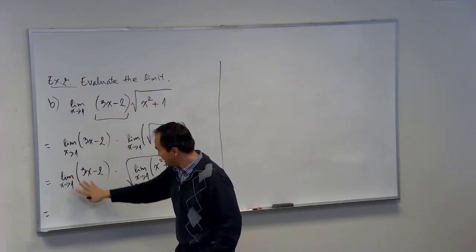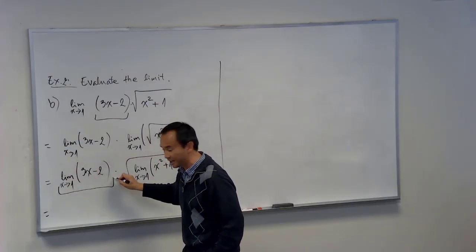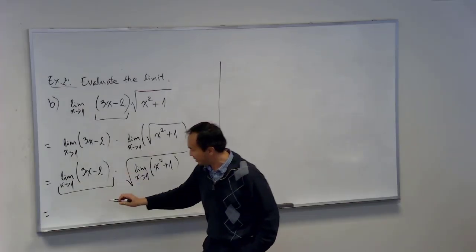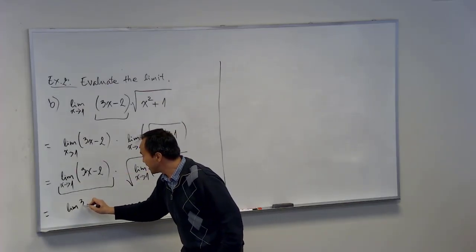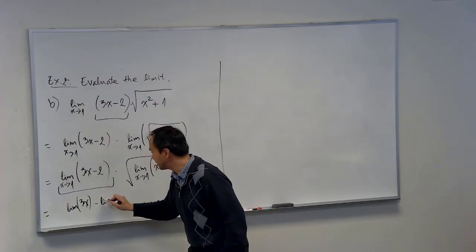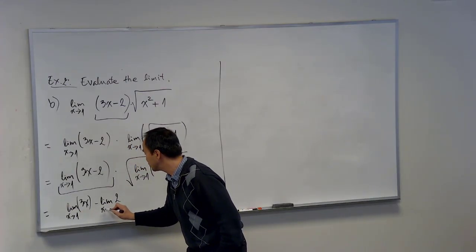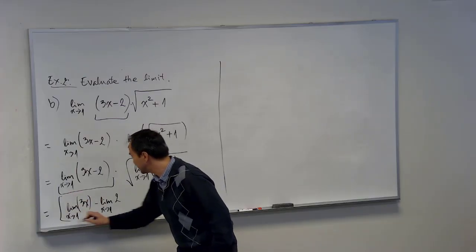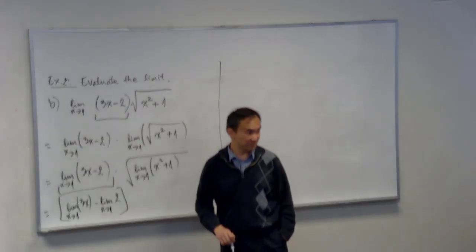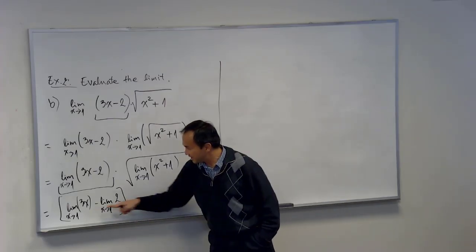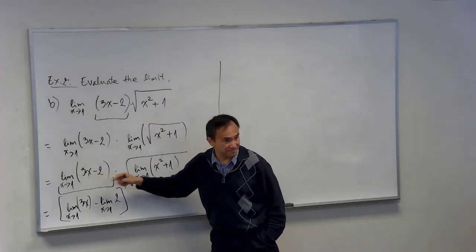So again, on this separate limit work that I underlined, we want to find the limit of the 3x term minus the limit of 2, with x getting close to 1. Limit laws allow us to do that calculation. That part comes out as 2 separate terms.